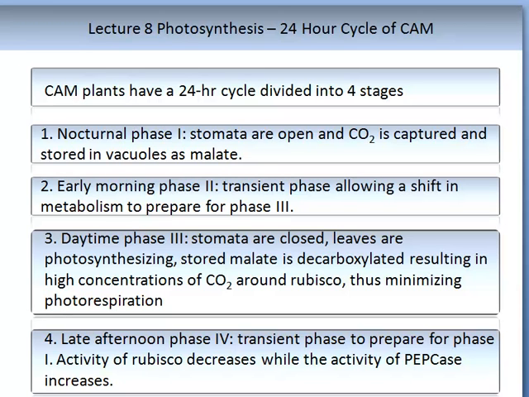Daytime is when phase 3 occurs. Stomata are closed, leaves are photosynthesizing. Stored malate is decarboxylated, resulting in high concentrations of carbon dioxide around rubisco, thus minimizing photorespiration and also water loss. And the final phase, phase 4, late afternoon, is a transient phase to prepare for the phase 1 activity. Rubisco activity decreases while activity of PEPC increases.